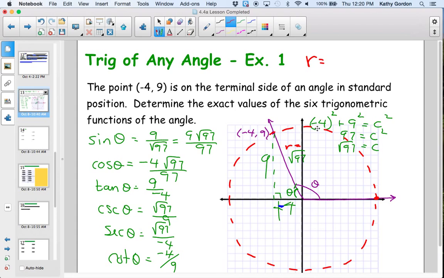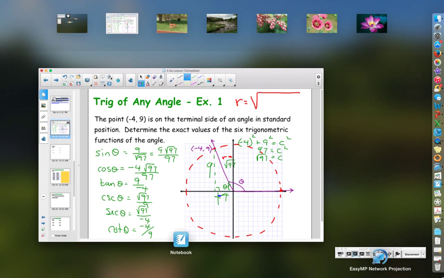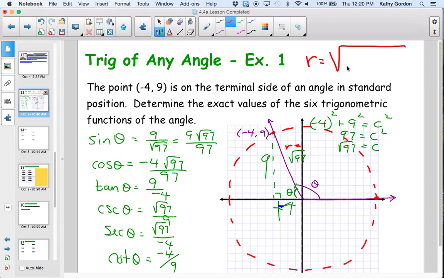So oftentimes in these situations, this distance right here is referred to as r. Even though we're getting it because it's the hypotenuse of the triangle that we created, it also ends up being the radius of this circle that would be drawn if you traced that point around. So they tend to call it r. And because that distance r is the distance from the point 0, 0 to the point x, y, we can get r simply by taking the square root of x squared plus y squared.